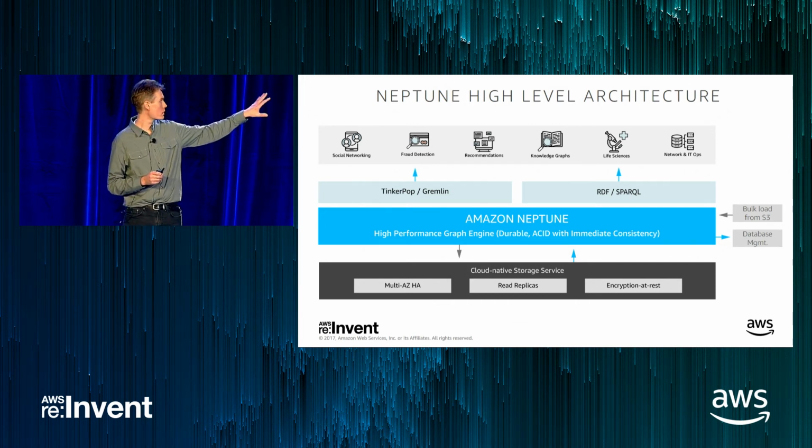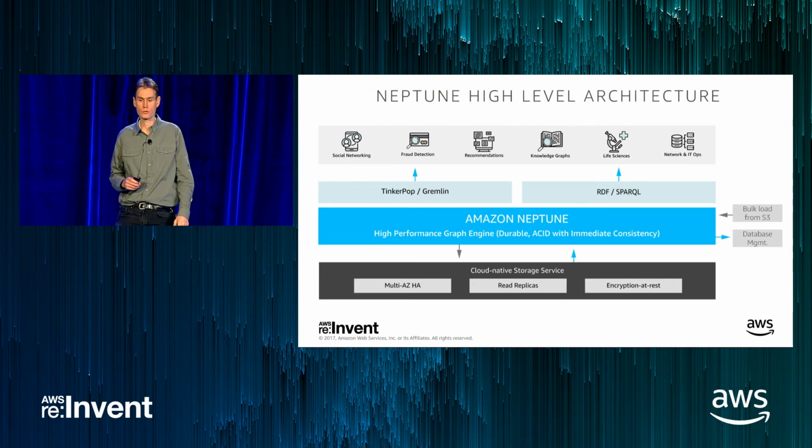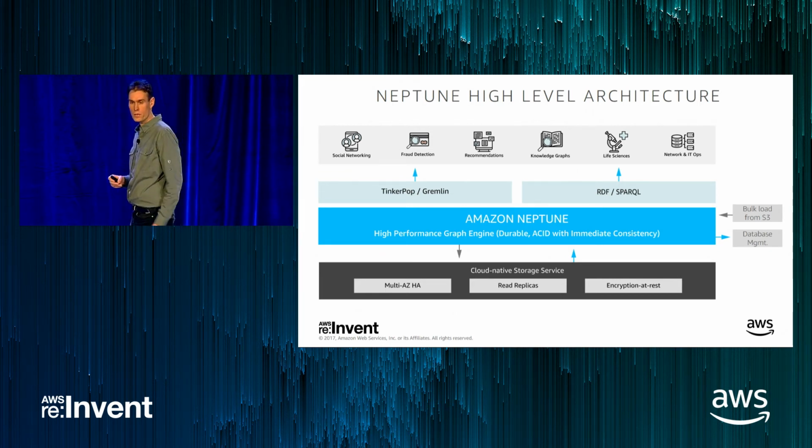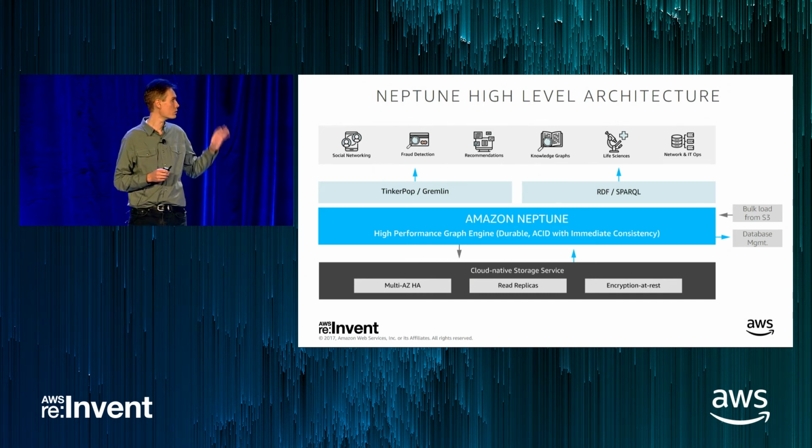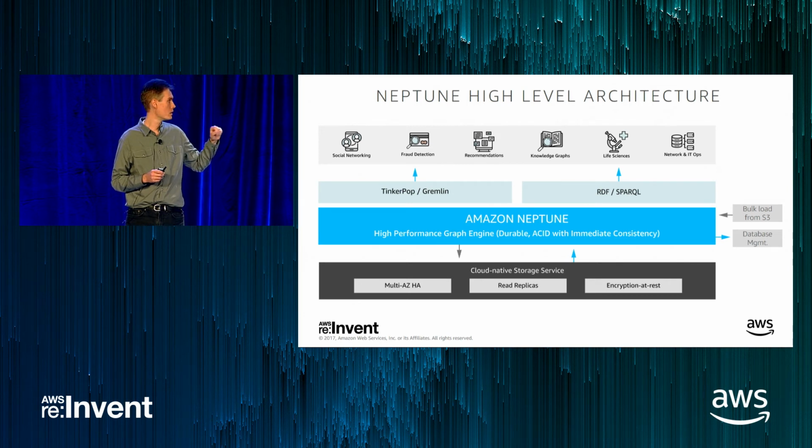We support two sets of APIs. One's called Apache TinkerPop, and it has a language called Gremlin for imperative graph traversals. And the second is a set of standards from the World Wide Web Consortium called the Resource Description Framework, RDF, and its query language, SPARQL.